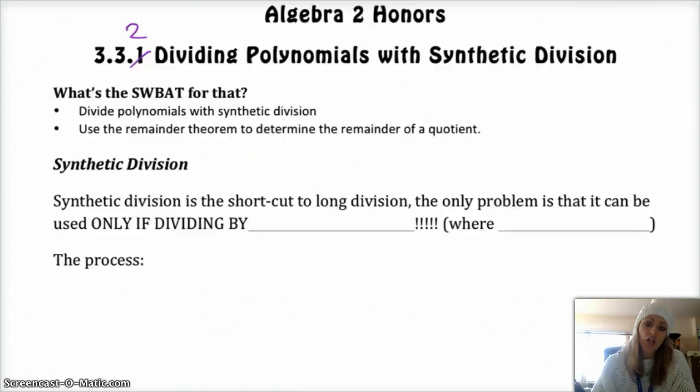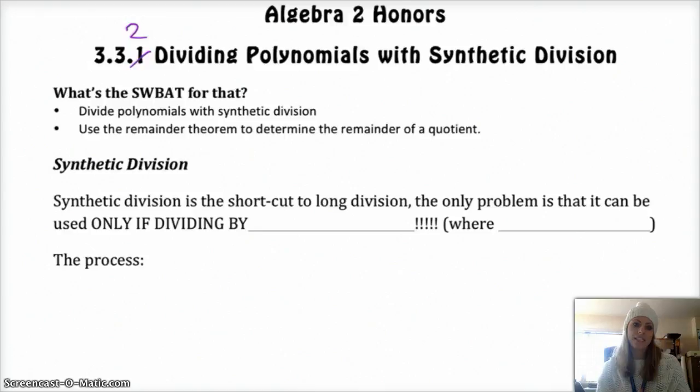We've already done long division, okay? And long division always works. Synthetic division I teach to you, it doesn't always work. It works on only certain cases, but it's a lot faster than long division. So I teach it to you because if you have the case where it works, you should definitely use it just because it's faster. But if you don't like synthetic division, you can always use long division, okay? So we are going to divide polynomials with synthetic division, and then we're also going to use the remainder theorem to determine the remainder of a quotient.